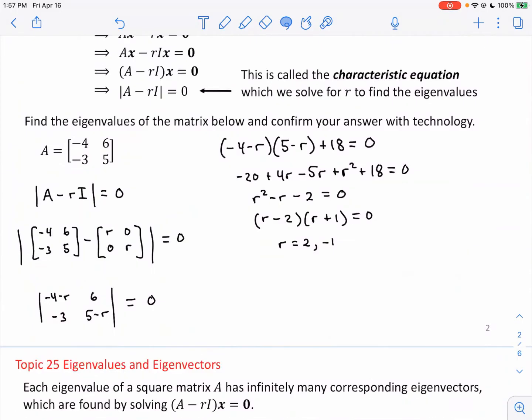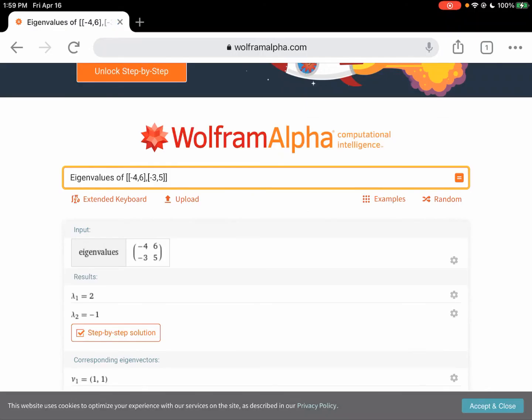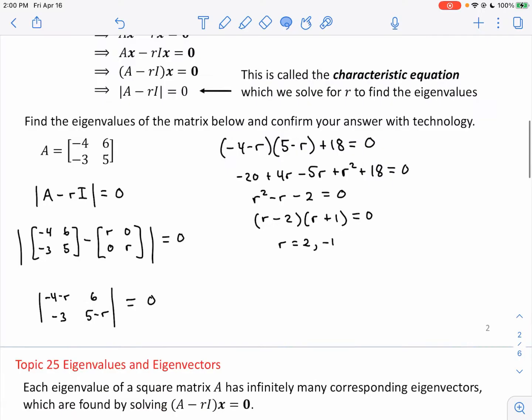2 is the other. Now, to confirm with technology, I do this using Wolfram Alpha. Type in eigenvalues of, and then notice how we can enter a matrix. You enclose the entire matrix in brackets, and then you enter the matrix row by row using commas to separate the rows, and each row is in its own set of brackets. Just mind that notation. And then this confirms the matrix was entered correctly by saying that we're looking for the eigenvalues of the matrix -4, 6, -3, 5, and it gives us the 2 eigenvalues. The symbol there is a lambda. We're using r. It's very common to use lambda to represent eigenvalues, but there they are. 2 and -1 are the 2 eigenvalues.